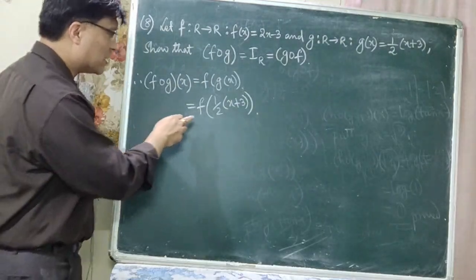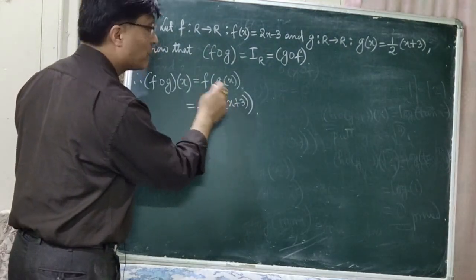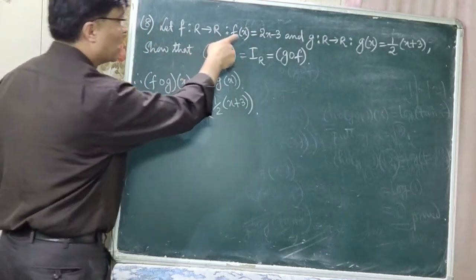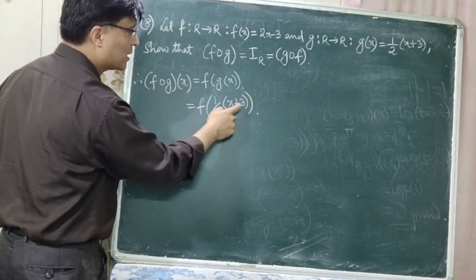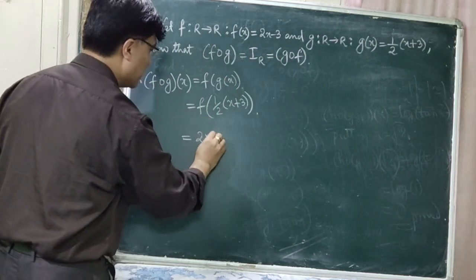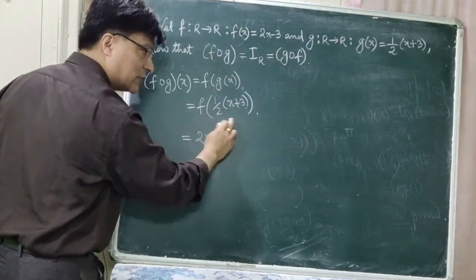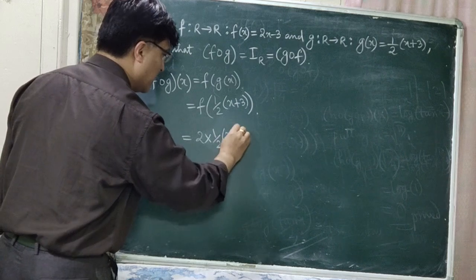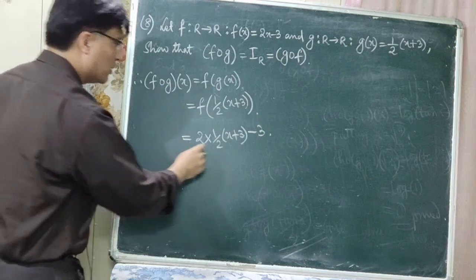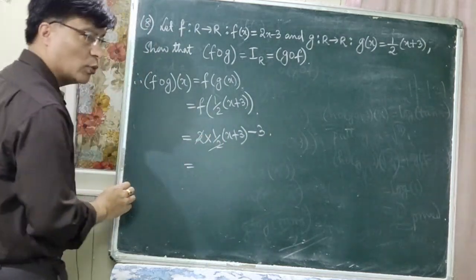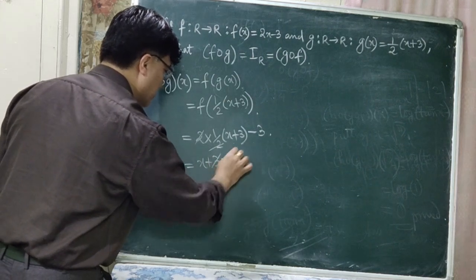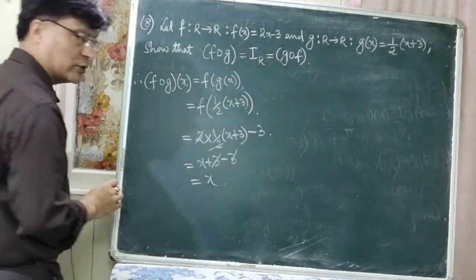So now here instead of X there is half into X plus 3. But what is the value of F of X? It is 2X minus 3. So now instead of X you have to put half into X plus 3. So which is equal to, now here it is 2 into, what is X here? It is the whole term, that is half into X plus 3, and then you write minus 3. So here 2 gets cancelled, which is equal to X plus 3 minus 3. 3 gets cancelled, which is equal to X.